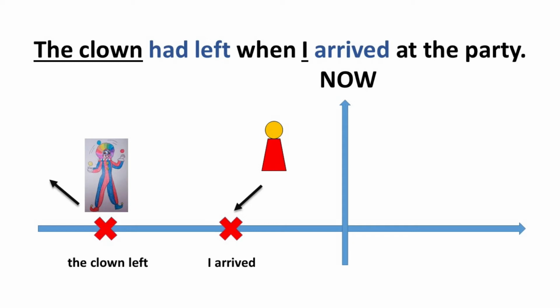Are we talking about the past? Yes, good. How many actions are there in the past? Two. Well done. Did both actions happen at the same time? No. Good. Did one action happen before the other? Yes. Which action happened first? The clown left. Well done.